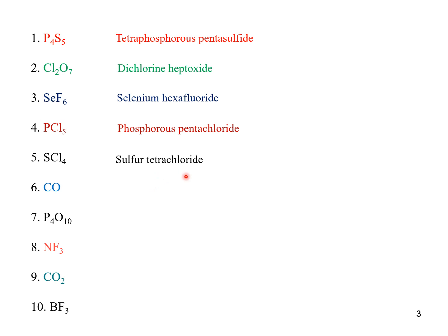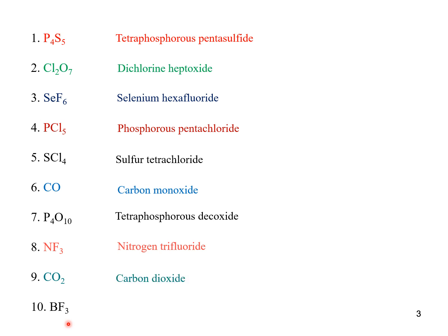Sulfur tetrachloride. Again, we omit the mono for the first nonmetal. It's simply sulfur tetrachloride. Carbon monoxide. Tetraphosphorus decoxide: deca is the prefix for 10 atoms, so deca-oxide becomes decoxide, omitting the first vowel. Next one, nitrogen trifluoride. Carbon dioxide. Boron trifluoride: boron, tri for 3, fluoride.